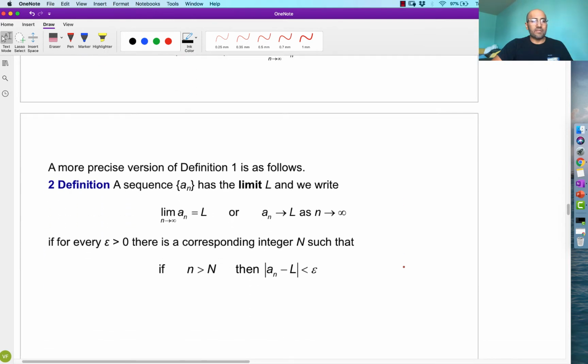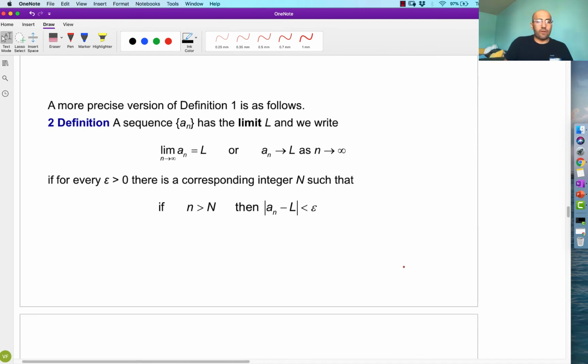Okay, so here's a more precise definition of what I was trying to explain there. The sequence a sub n has a limit L, and we write that the limit as n goes to infinity of a sub n equals L, or a sub n approaches L as n approaches infinity, if for every epsilon greater than 0, there is a corresponding integer capital N, such that if lowercase n is greater than capital N, then a sub n minus L is within epsilon.